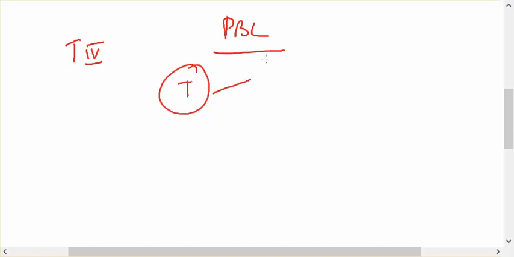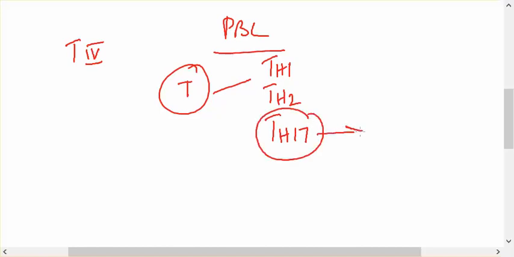So now it is a T lymphocyte, a CD4 T lymphocyte. It has different subsets in the CD4. They have Th1, Th2, Th17. This Th17 plays a major role. This is a recent advancement, like 5-6 years back. It is Th17 which is mainly involved in Crohn's disease pathology, so you should not forget it.